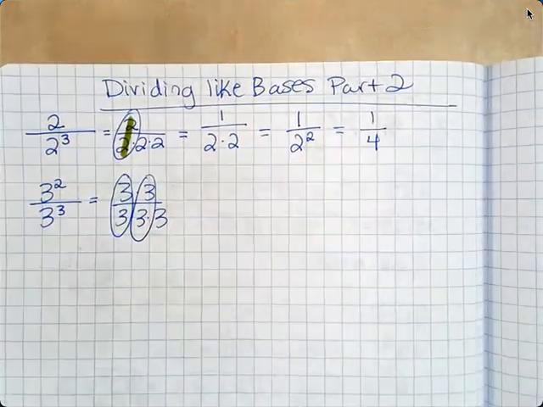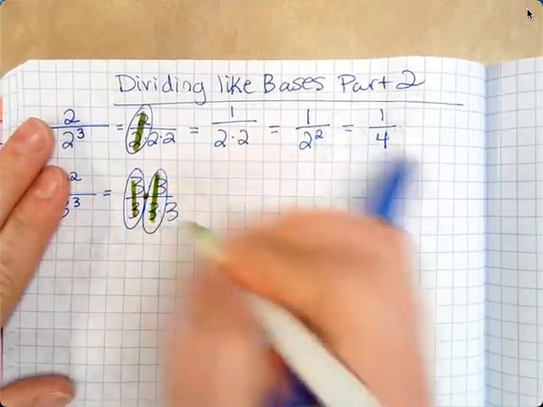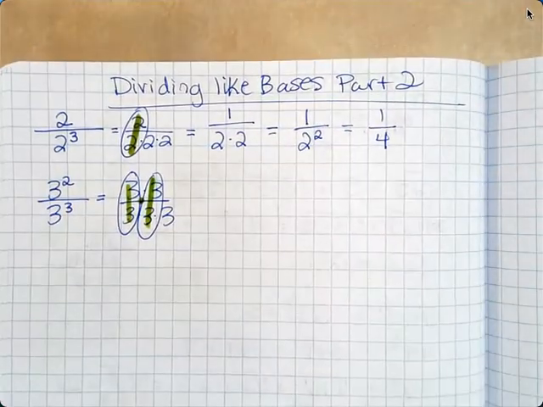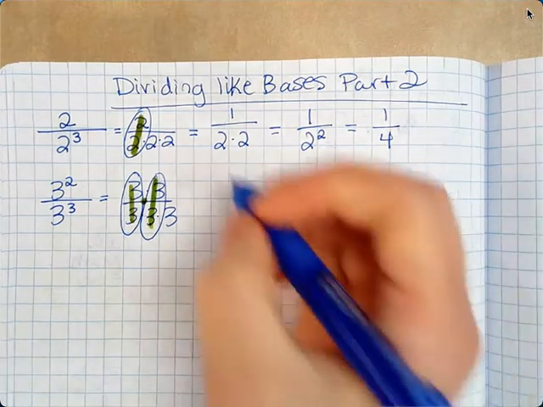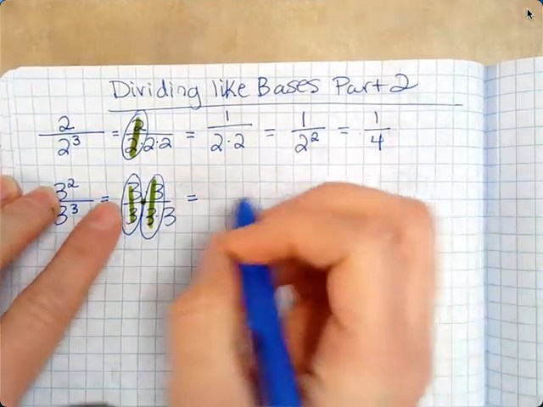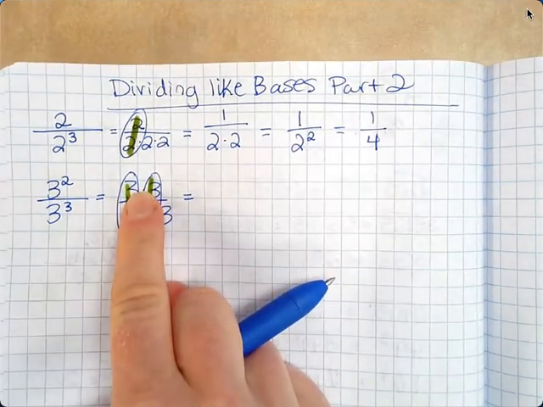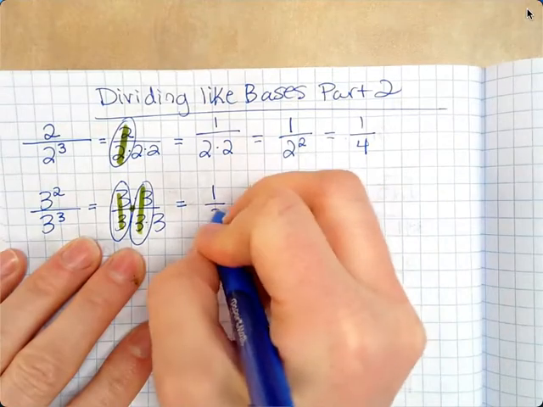If it's on top and bottom, it actually simplifies to equal 1. So that's 1 times 1 on top, and then 3 on the bottom. Oh, don't add them together, because this is a multiply sign. So it'd be 1 over 3.